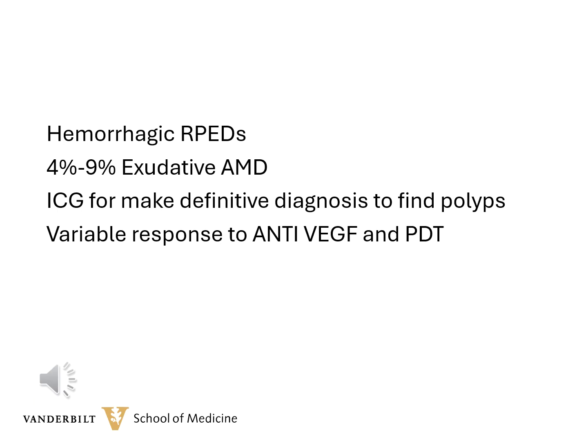The type 4 choroidal neovascular membranes generally have hemorrhagic retinal pigment epithelial detachments, and they're about maybe 4 to 9% of all of our exudative degenerative patients. The ICG is definitive for making the diagnosis to find the polyps. Treatment has a variable response to anti-VEGF, and many times it is combined with photodynamic therapy.